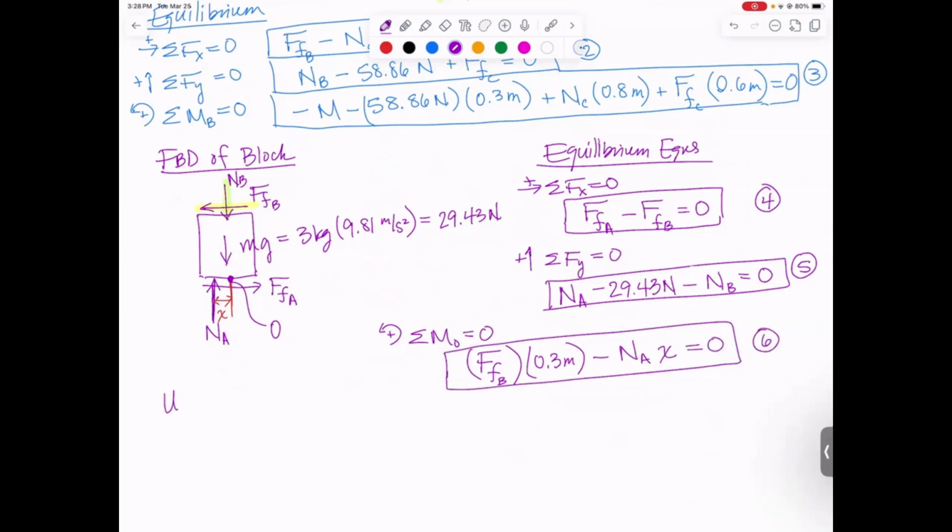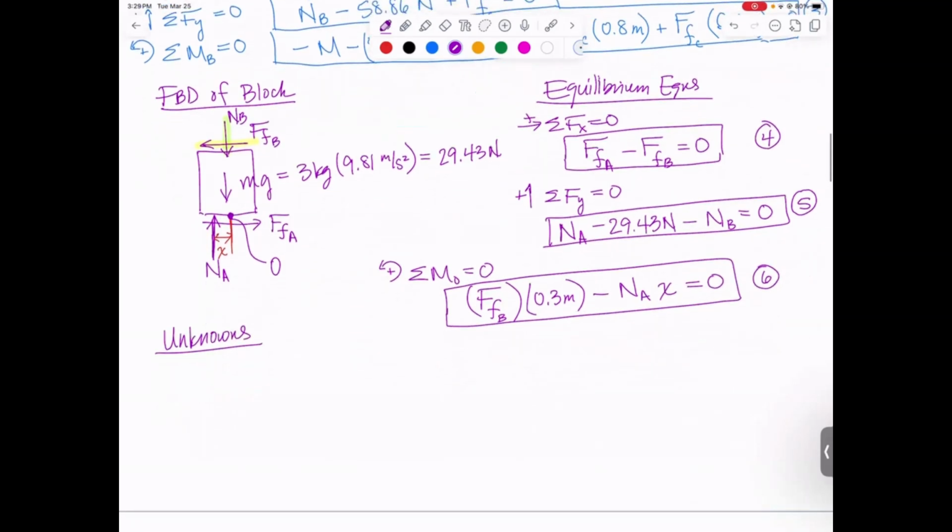Now let's just count up our unknowns. At point C, we had friction force at C and normal at C. At point B, we had friction force at B and normal at B. At point A, we have friction force and normal force. And then we also have our applied couple and the distance X. So counting 8 total unknowns, and we have only written down 6 equations.